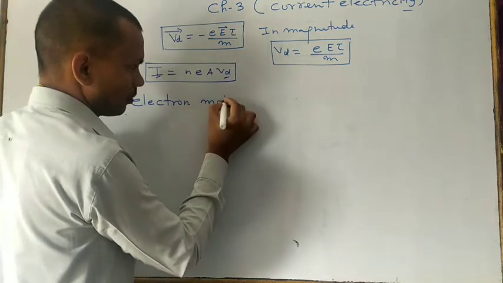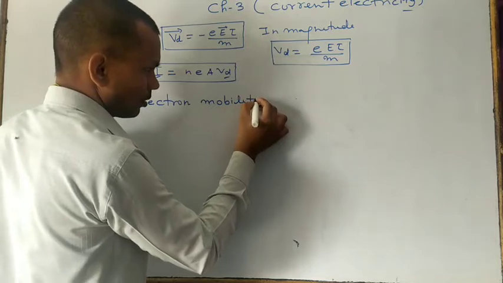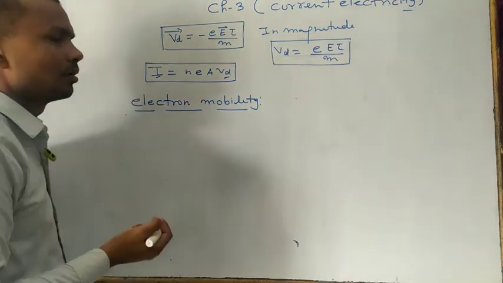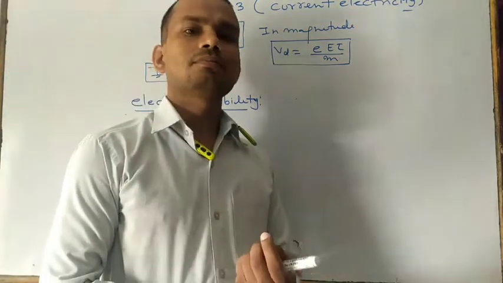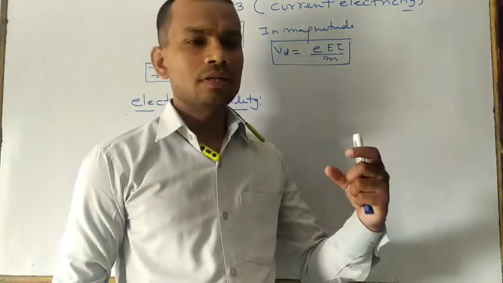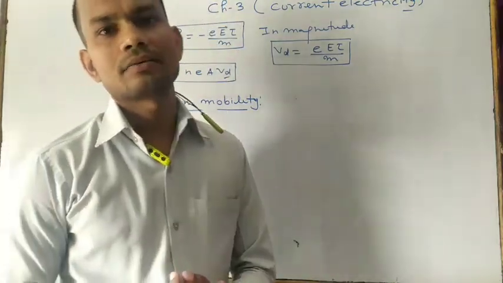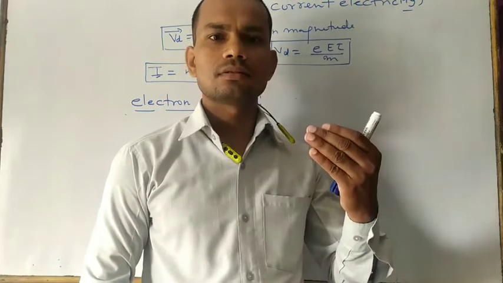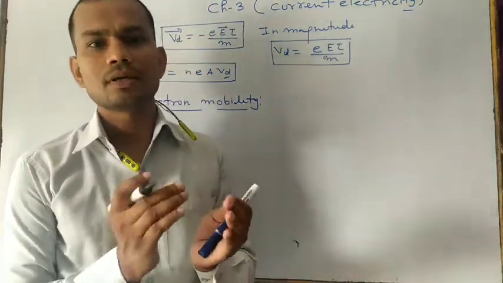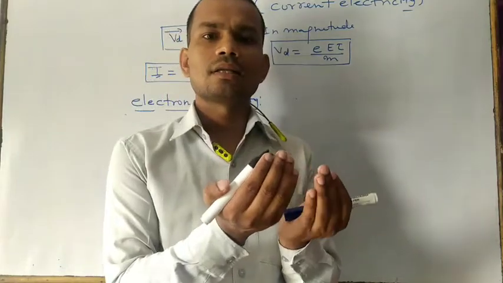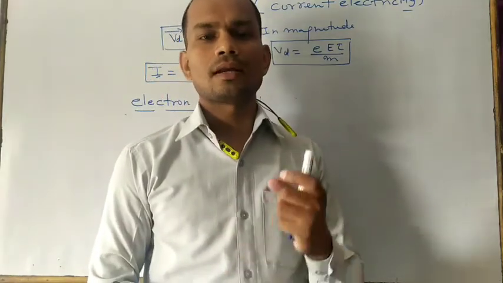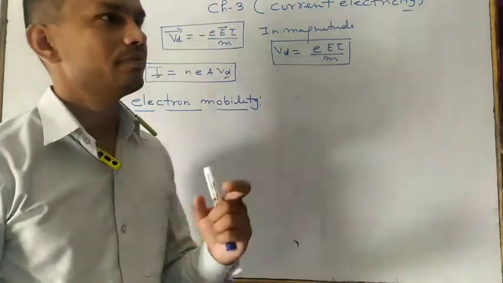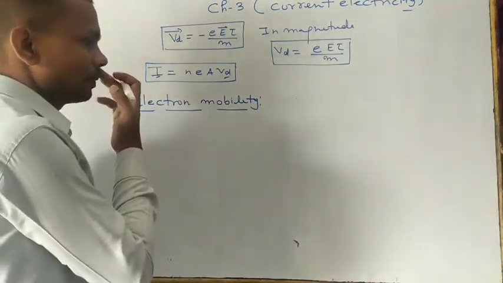Electron mobility means the electron is in a mobile state. In the previous class we discussed that when we apply an external electric field, the electrons drift against the applied electric field. The electrons gain an average velocity, and that average velocity is known as drift velocity. This is the definition of drift velocity.